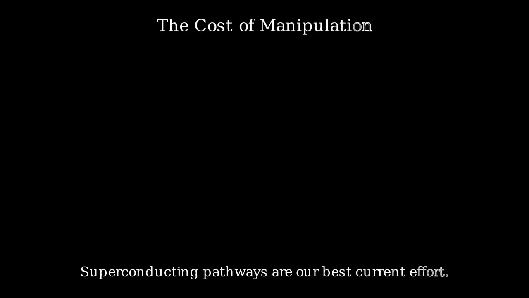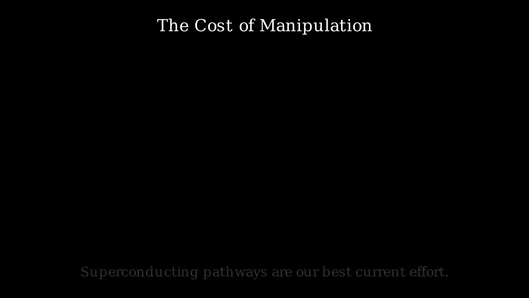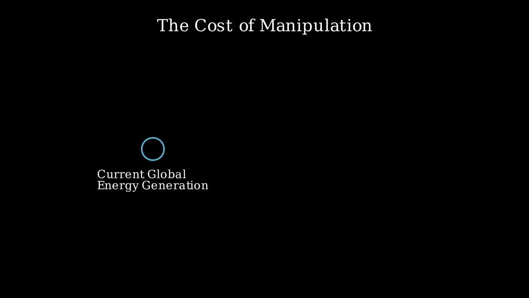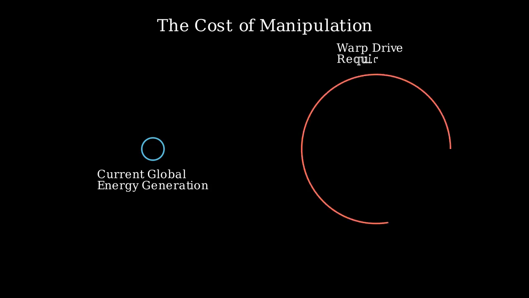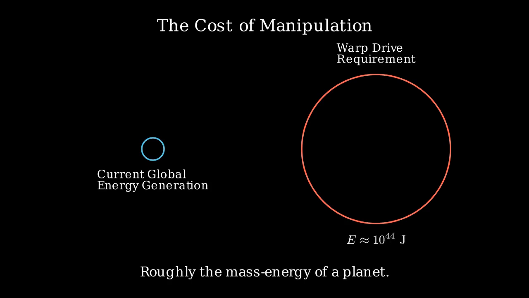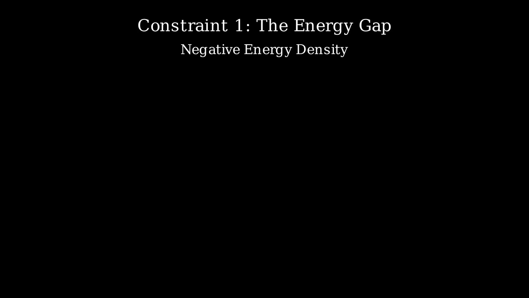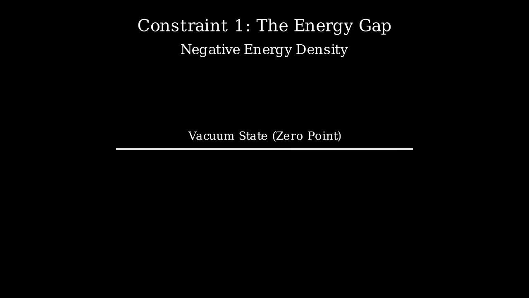While superconducting pathways represent our best modern effort to manipulate fields, the true cost of gravity manipulation is staggering. To visualize this, compare the small circle of our current global energy generation to the massive circle required for a functional warp drive. We are talking about 10^44 joules, which is roughly equivalent to the entire mass energy of a planet. This leads us to our first constraint, the energy gap.